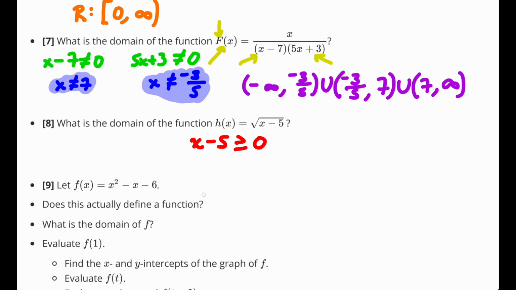So if we just solve this inequality right here, x minus 5 is greater than or equal to 0, we'll actually get the answer for the domain on this, because you cannot take the square root of a negative number, but you could take the square root of a positive number or 0. So that means x minus 5 has to be positive or equal to 0. That's basically what it says right here. We're going to add 5 on both sides. And the answer for this is x has to be greater than or equal to 5.